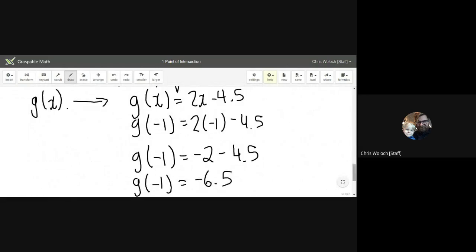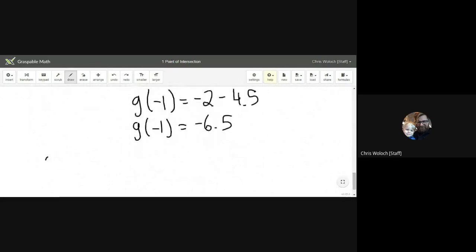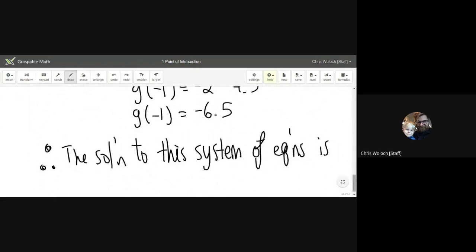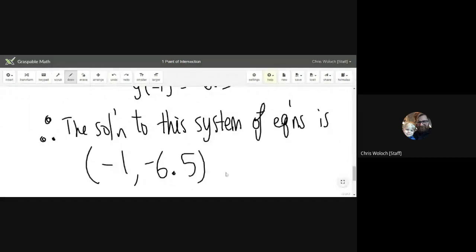So I get -6.5. So that means the solution to this system of equations is the point -1 and -6.5. Okay? So only one solution.